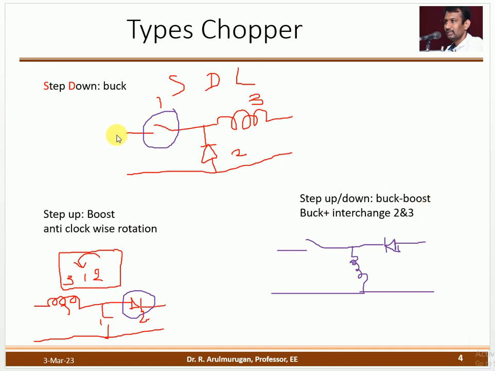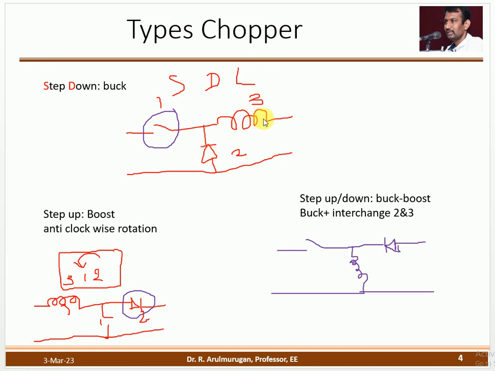For step down, the first character is S, the second character is D. So there are three elements: S, D, and one more, L. S for switch, D for diode, and L for inductance. These three elements are the combination S, D, L. The diagram is the simplest method to recap.